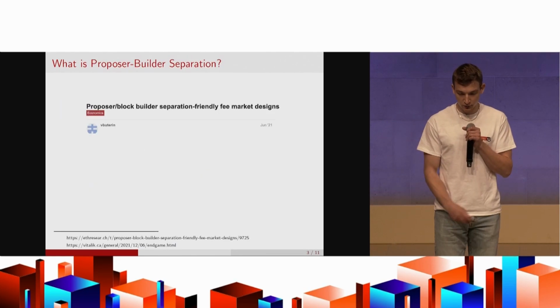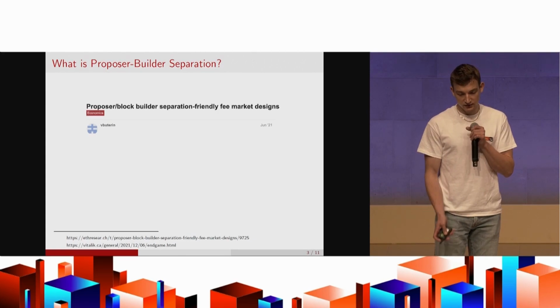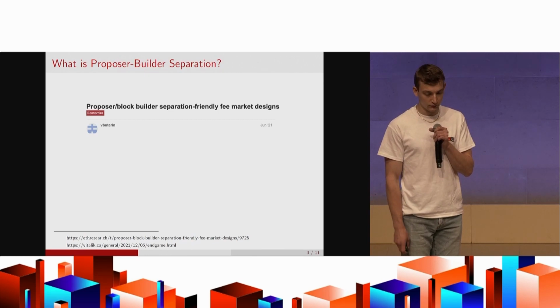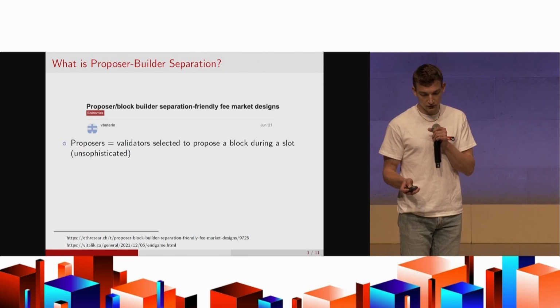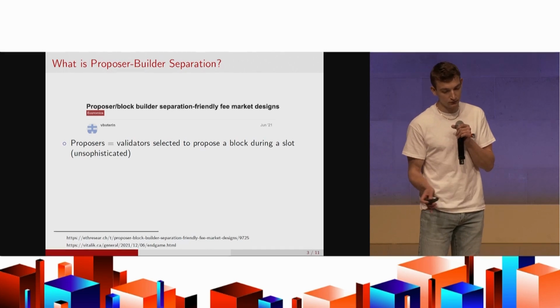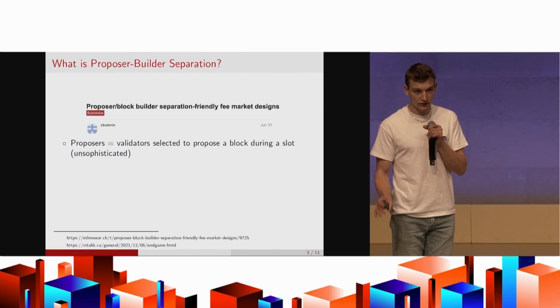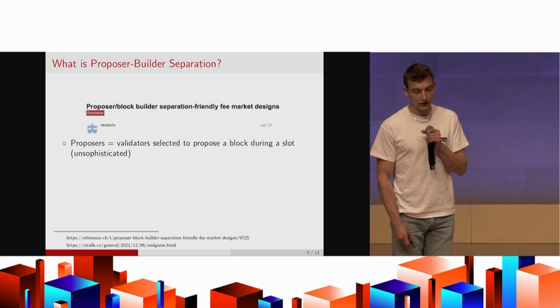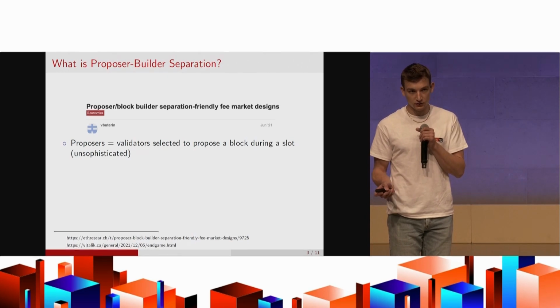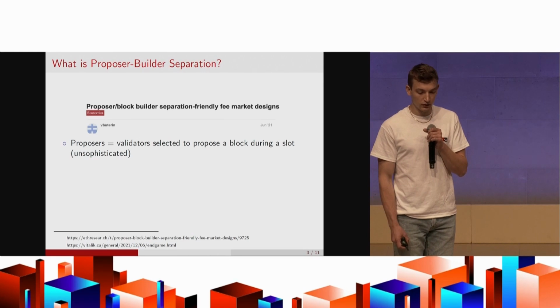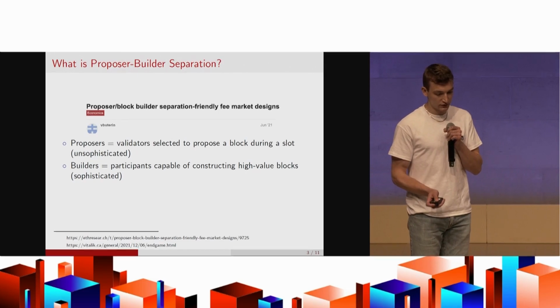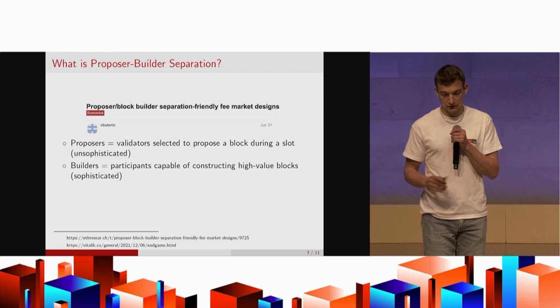Cool, so defining Proposer-Builder Separation in Ethereum L1. This is a post from Vitalik in June of 2021, so this was already over a year before the merge. And the idea here is to keep the proposer set, which is the decentralized set of validators that are selected through proof of stake to propose blocks for a given slot, relatively unsophisticated. So we want it to be accessible for people to run these validators at home, on consumer-grade hardware without much sophistication. On the other hand, the builders are the people who are going to construct very valuable blocks.